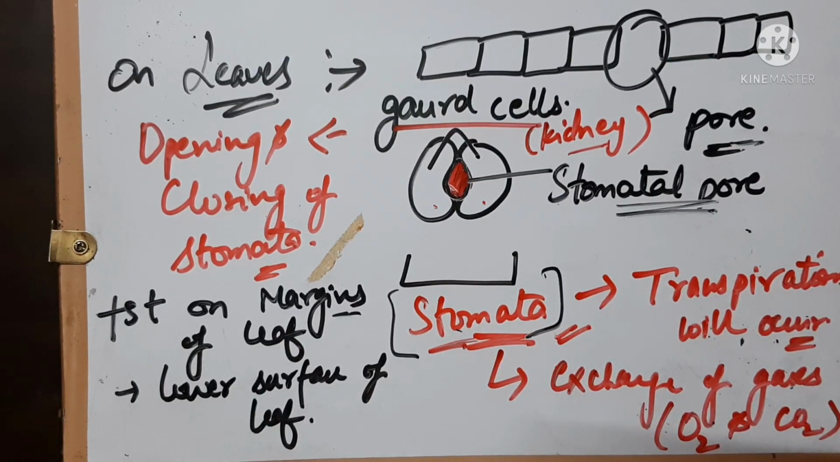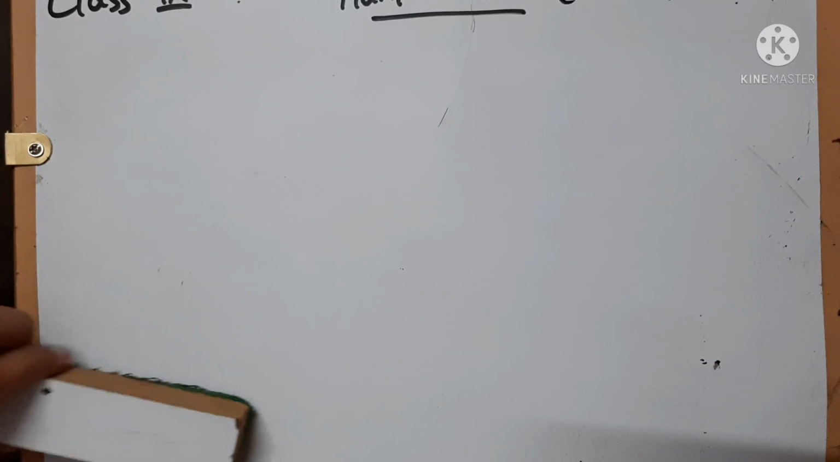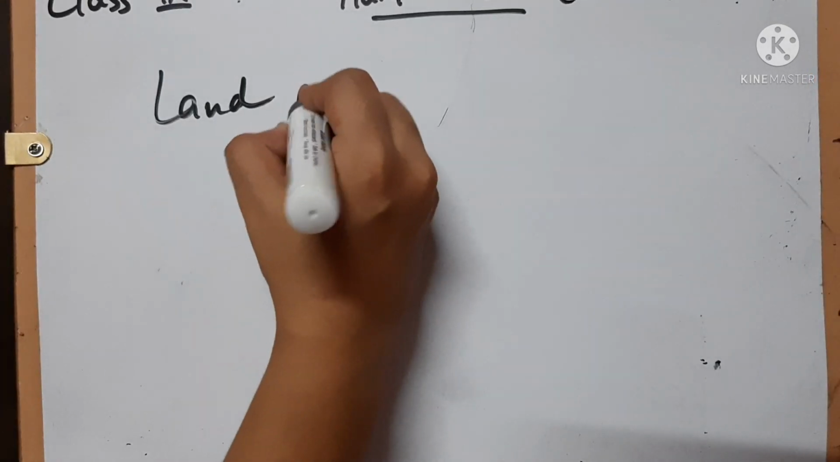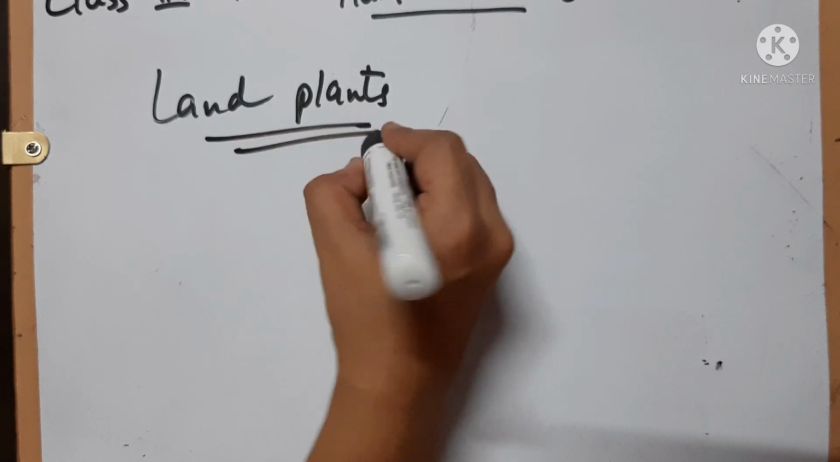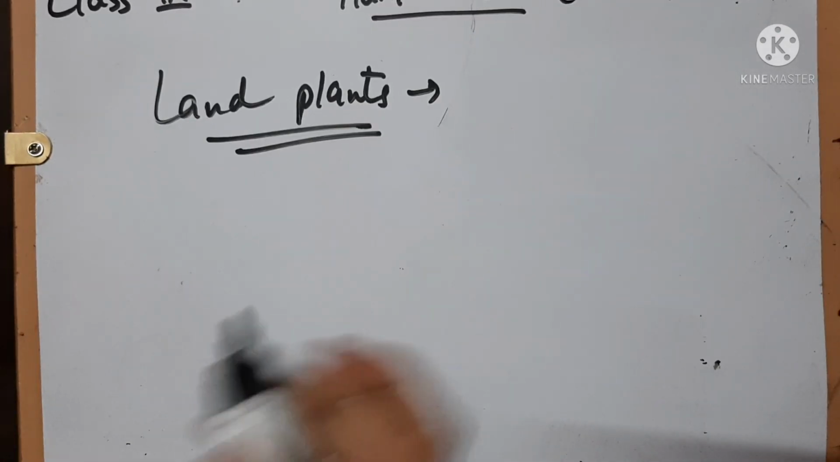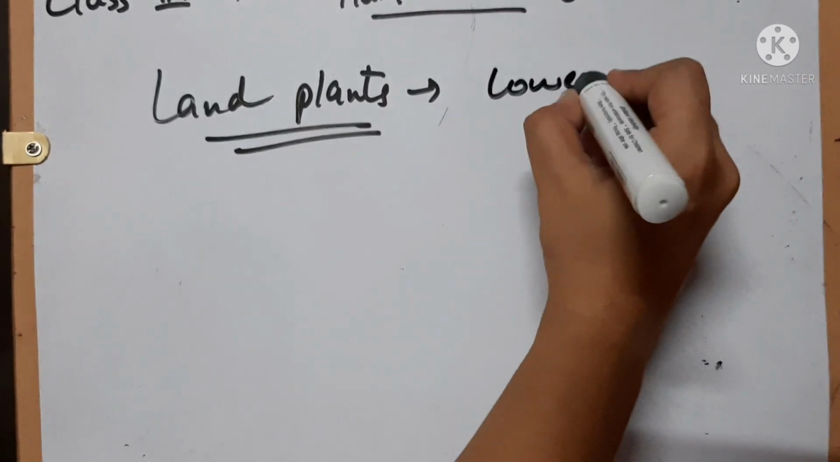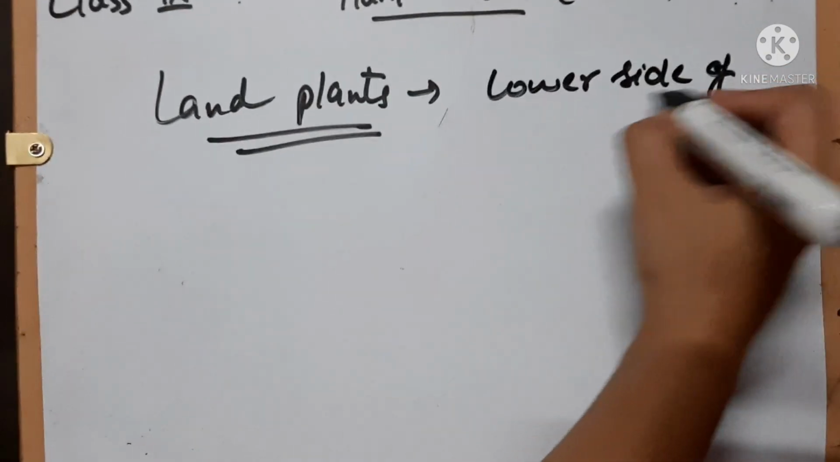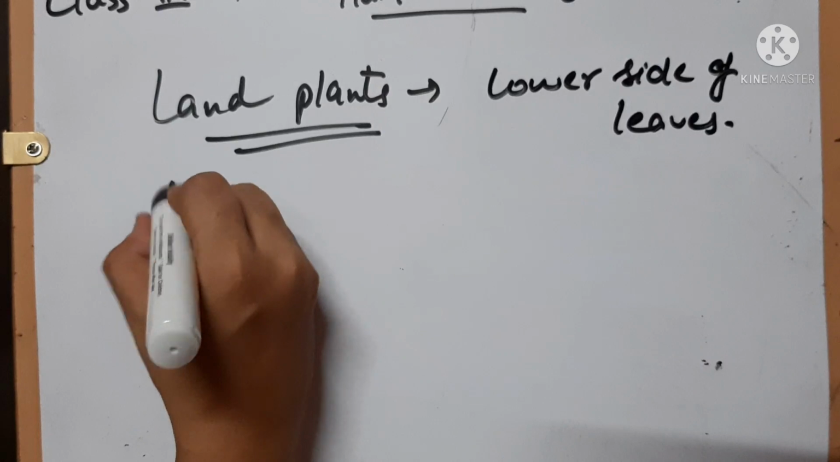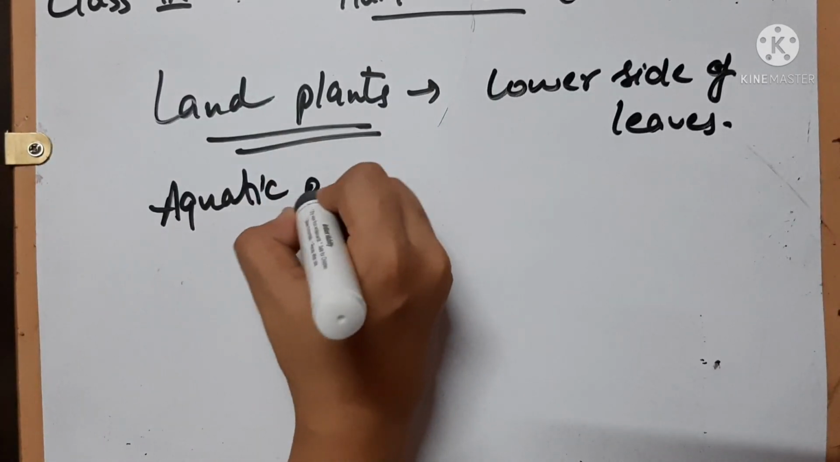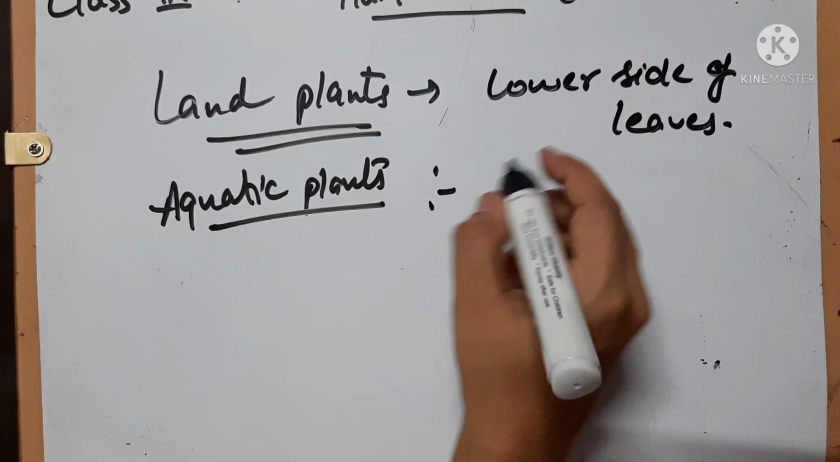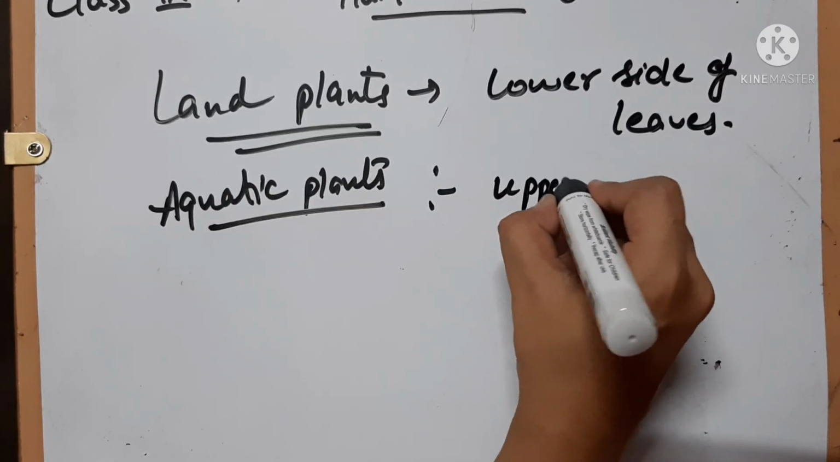Then we have seen the location of stomata on the leaves, they are majorly present on the margins of the leaves. The presence of stomata depends upon the type of plant, whether they are aquatic or terrestrial. If the plants are land plants, or you can say terrestrial plants living on the land, the stomata will be present on the lower side of the leaf. And if the plants are aquatic plants, in aquatic plants the stomata are present on the upper side of the leaves.